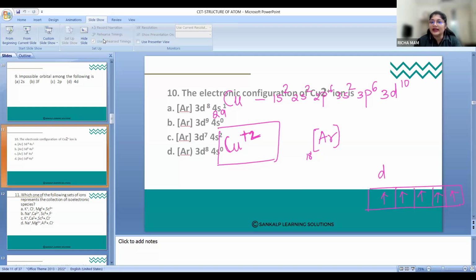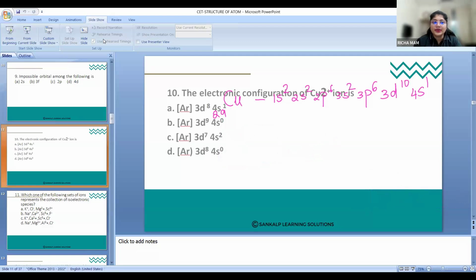Okay, 28. And then the electron goes into 4s1. So this is for copper, 29. So let us write it for copper +2, since they have asked us for copper +2. We can write it like this also: argon 3d10 4s1. If you want, you can write the complete electronic configuration, or you can write it like this, because we can write the nearest noble gas.